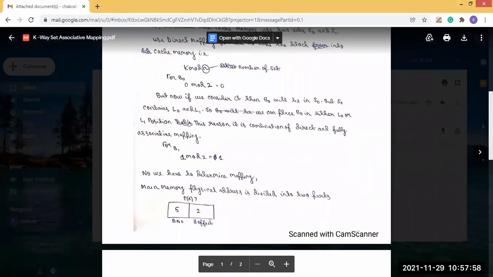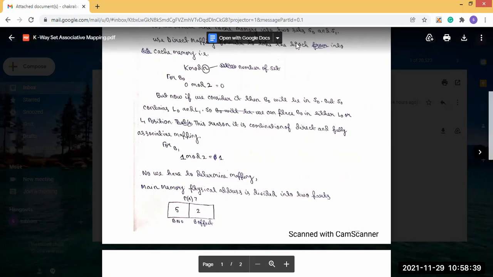Now, let's say we have to determine the mapping. The main memory physical address will be divided into two parts. Same way, whatever we have seen in direct mapping and set associative mapping, the same thing applies: the physical address will be divided into two parts. One is the offset and the other is the block number.